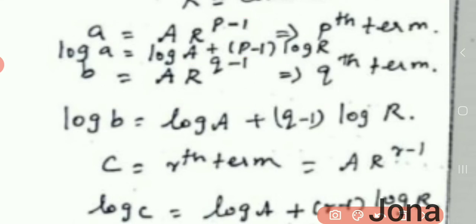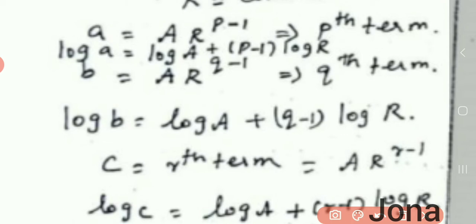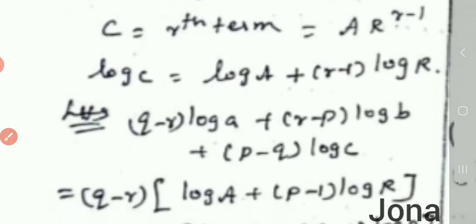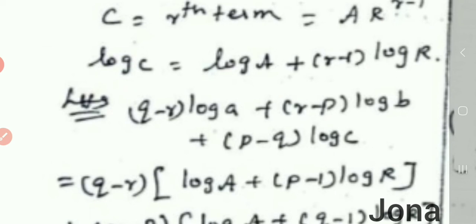Now I want to take log on both sides. Therefore, b will become log b, and here it's in product, so log a plus, this power should come to the front, so q minus 1 into log r. And then the next term is c, equal to the rth term, that's nothing but a r to the power r minus 1. So I can say that log c equals log a plus r minus 1 into log r.